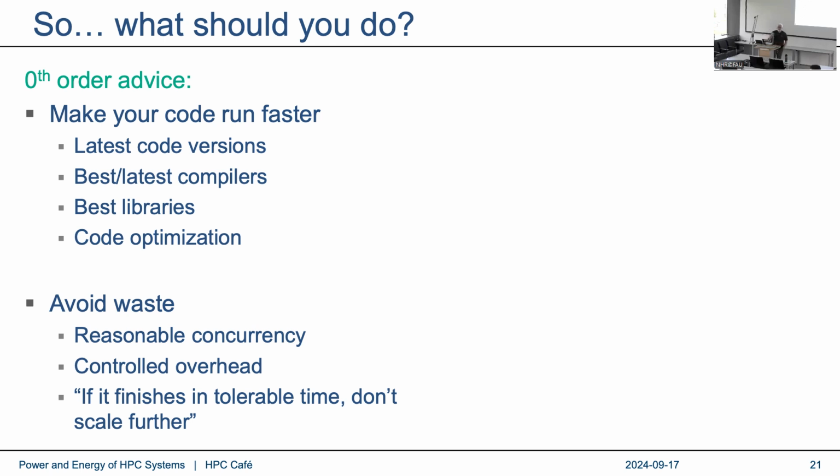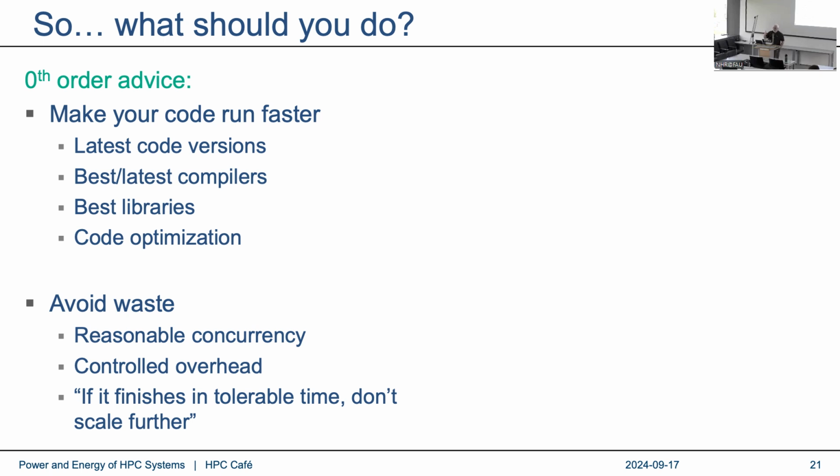And second advice in zeroth order is avoid waste. Avoid times where nothing useful is done, so waiting for data. Use reasonable concurrency. If you have too much concurrency in your code, chances are you spend too much time doing nothing, waiting for data to be communicated, waiting for synchronization, or waiting for load balancing. Control the overhead. Use as little parallelism as possible. If it finishes in a tolerable time, don't scale further.